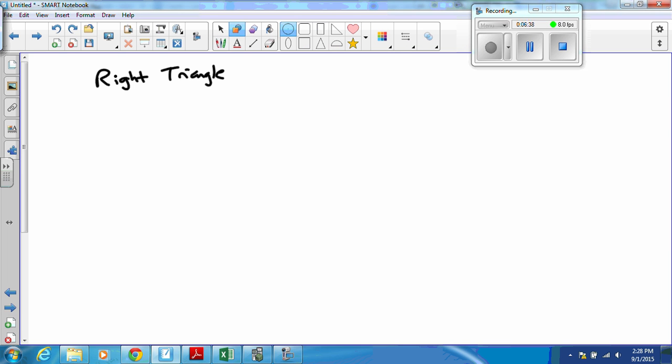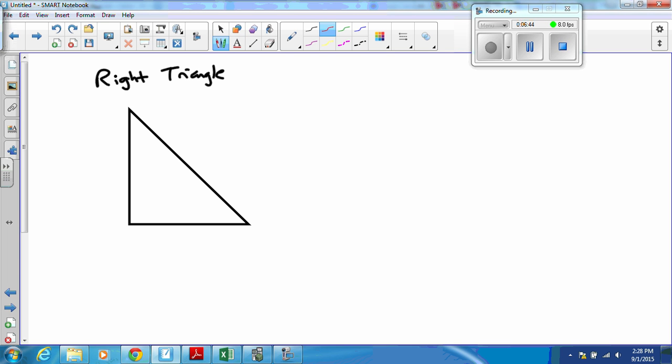Suppose I have a right triangle. There's a right triangle right here. And the information that I know about it is the hypotenuse, which I'm going to call h, and one of the angles, which I'm going to call theta. I can now represent all of the other sides in terms of theta using sines and cosines.